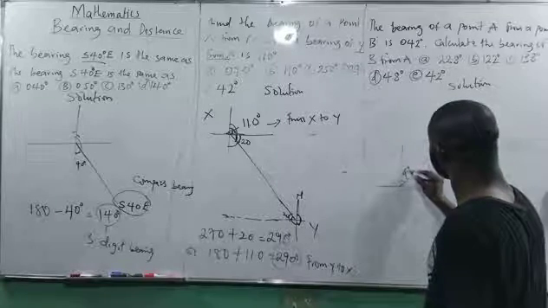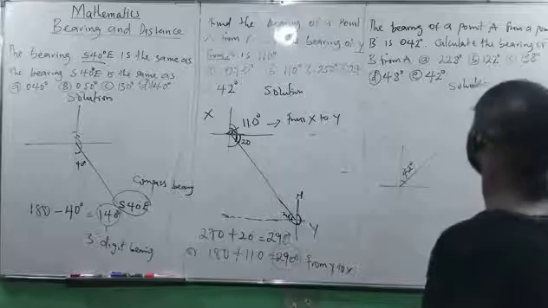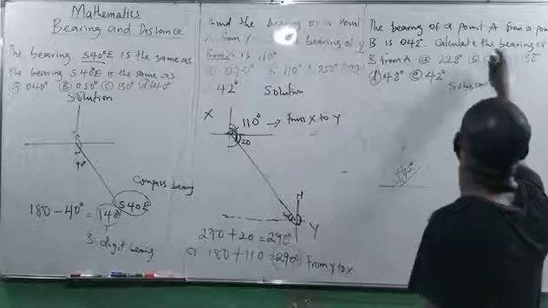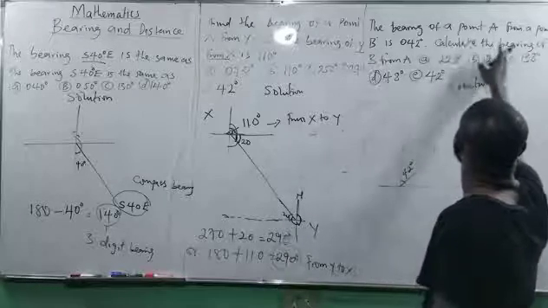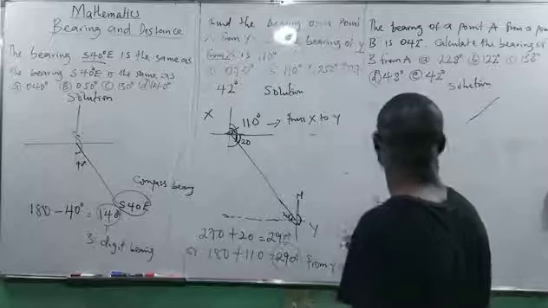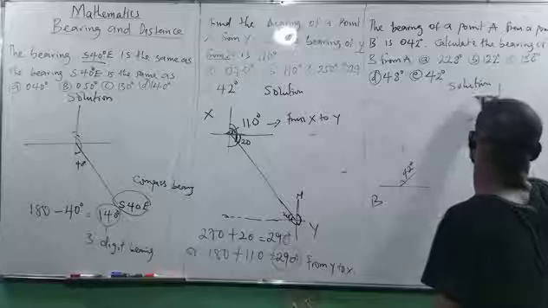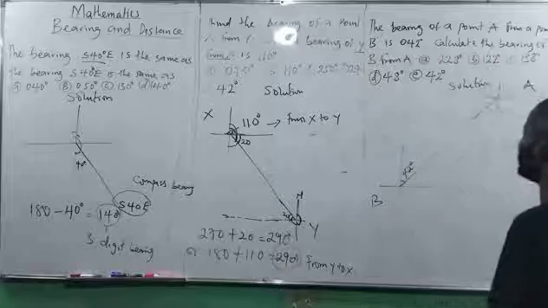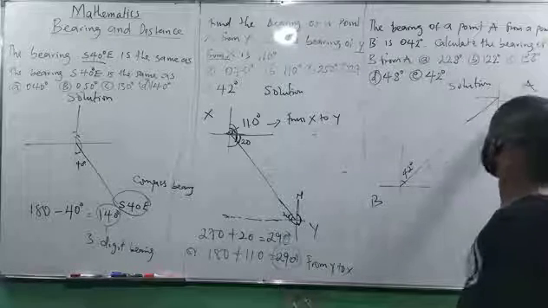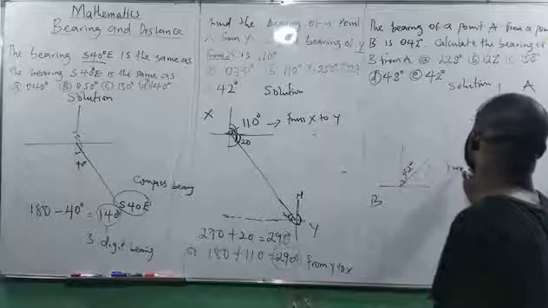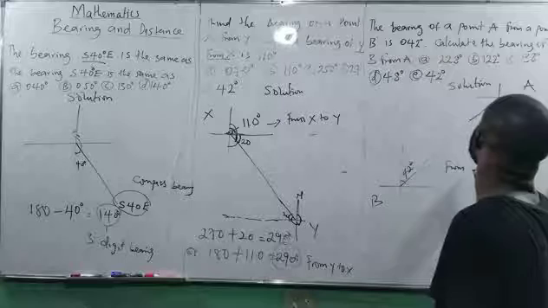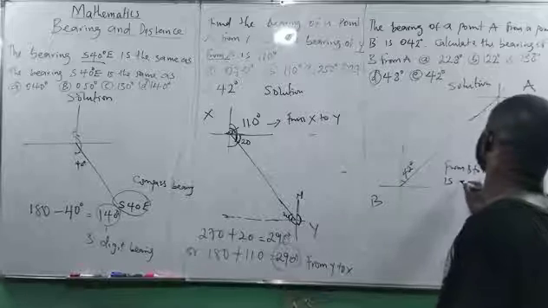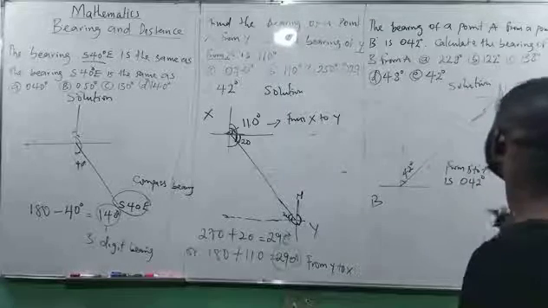Okay, this is going to be 42 degrees. Okay, now, this is going to be what? Of A, from B to, which is going to be, this is going to be B, and this is going to be A. Now, calculate the bearing of B from A. Now, it means you are now, it means from B to A is 0 degree.